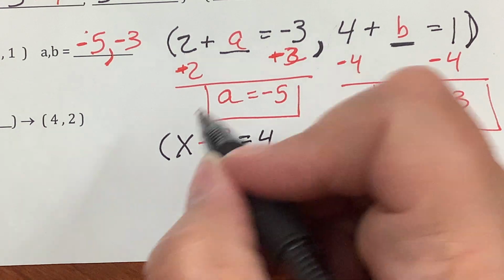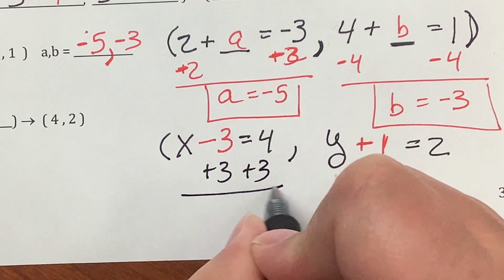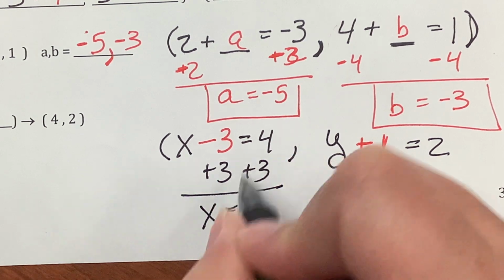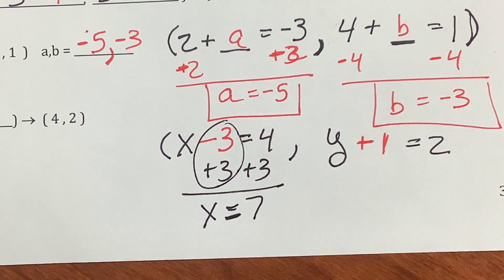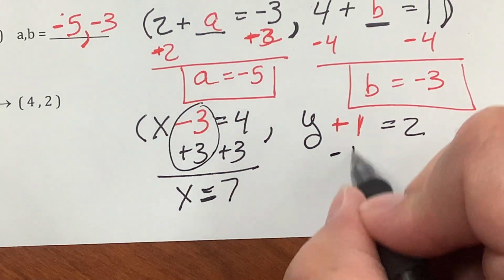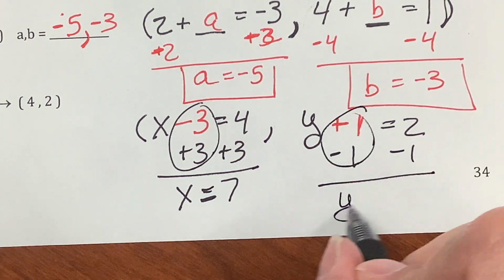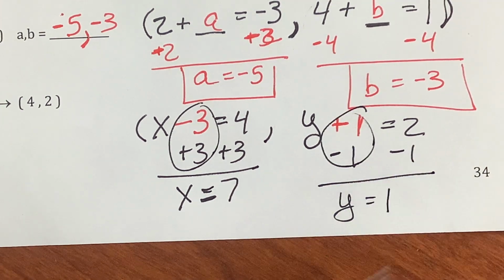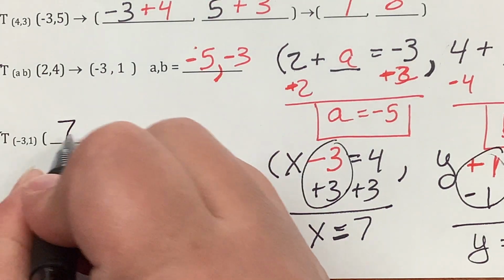Let's see. X, I'm going to add 3 to both sides, and x equals, because this is 0, 7. So my x is 7. I'm going to subtract 1 from both sides, and that's 0. Y equals 2 minus 1, 1. So I have x is 7, y is 1. So back here, x is 7, y is 1.